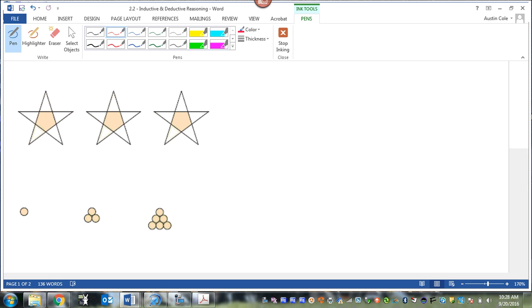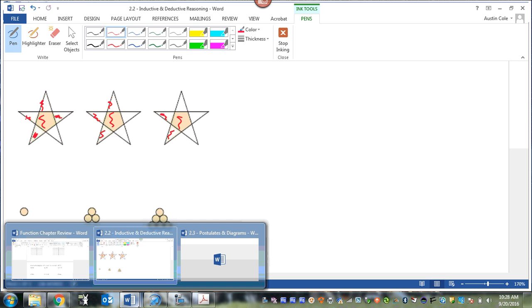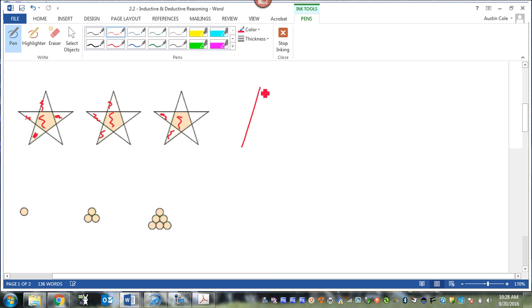Can everybody see the shading in the stars, or do you want me to make it clear? Make it more clear. This one's shaded, that one's shaded, that one's shaded. And the middle, there, middle, there. Awesome. The shaded portions are going around each time.